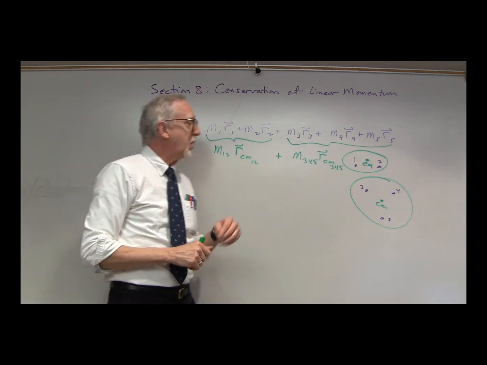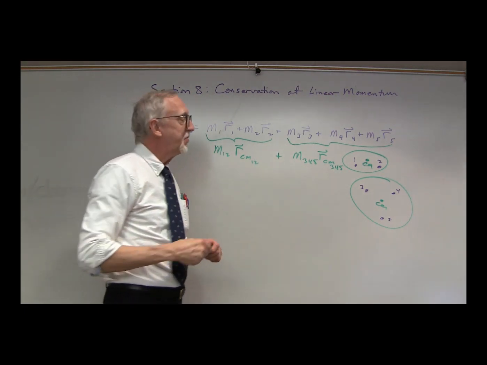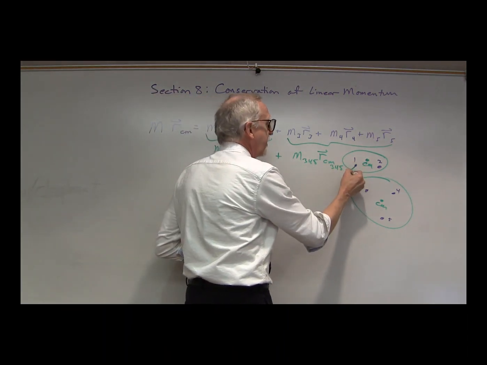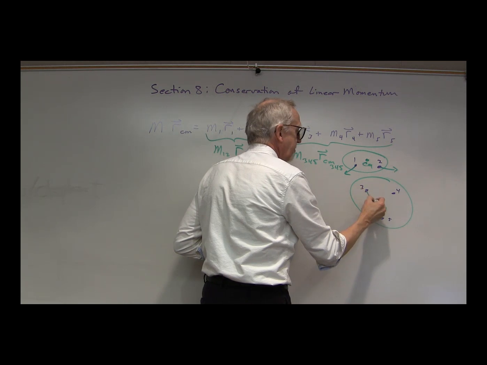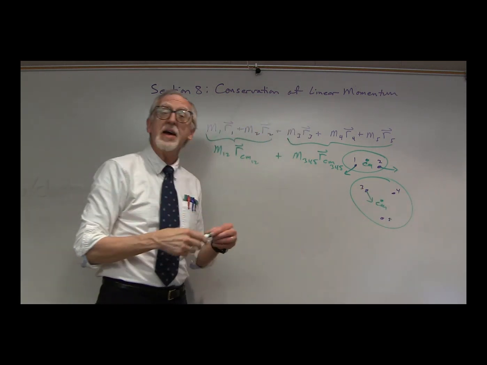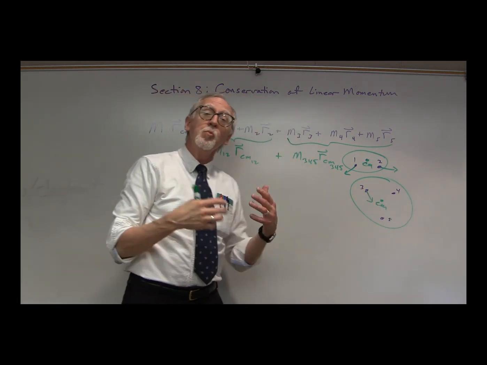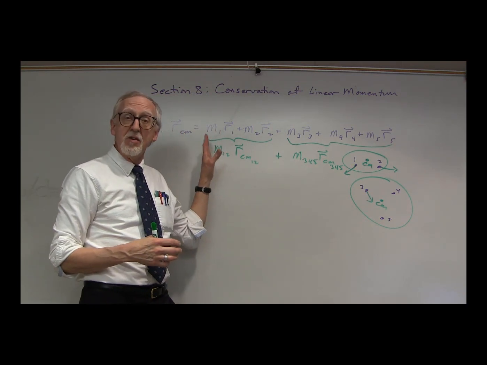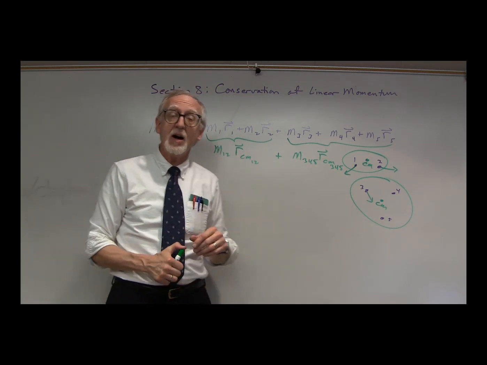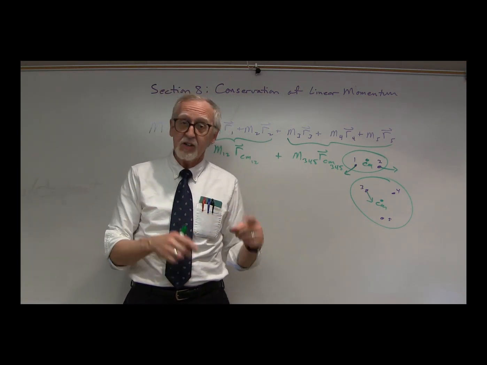What if our objects are not stationary? What if they're moving? What if m1 is moving over this way and m2 is going that way and m3 is going that way? What if they actually have some velocities? What is that going to do to the center of mass, and how can we incorporate velocities into this discussion? Let's take a look.